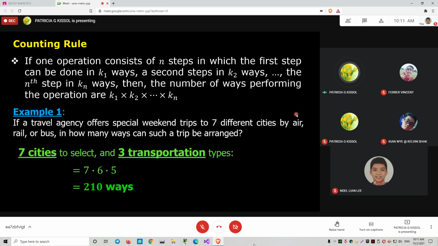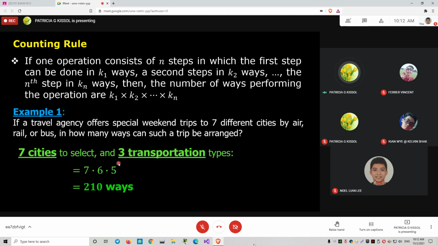Each of the cities, you can either travel air, rail, or bus, only 3. So that's why you have 7. You can choose one, and then another one, 6, because you already chosen one city. So there's only 6. And another one is, you only have 5 cities to choose from. Did I make myself clear, Noel? No, I think I get it. You get it or not?